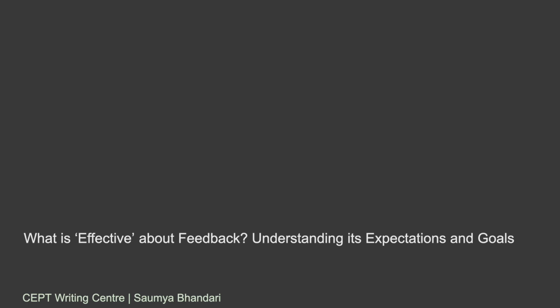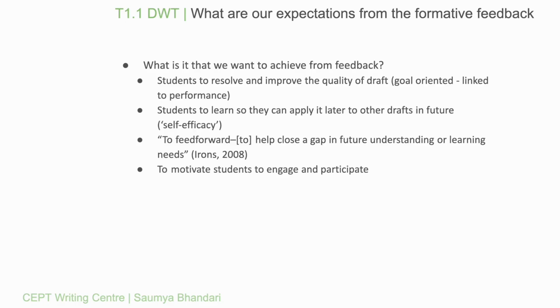In order to have effective feedback, what is needed is a balance between all of the aspects and to know when to prioritize which style. This can be achieved only through clear understanding of our expectations and goals for the students. When we think about what we want to achieve from feedback, most of us instinctively would respond, of course, to help students learn and improve their work. However, this is too broad.